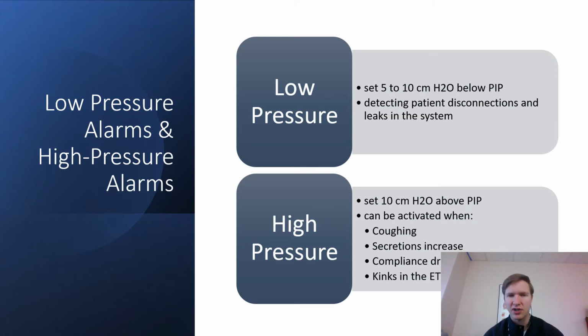What about your high pressure alarm? Well, that's usually 10 centimeters above their average PIP. So if their average PIP's 20, then we would set it at 30. If it's 30, we would set it at 40, right? So it's usually 10 above.